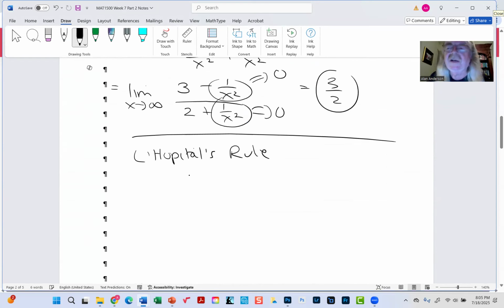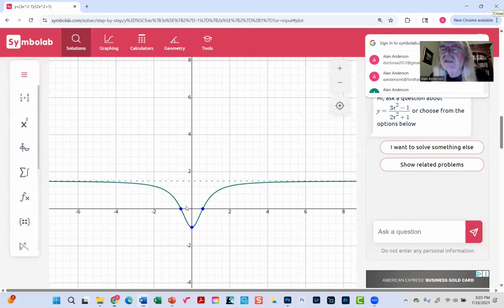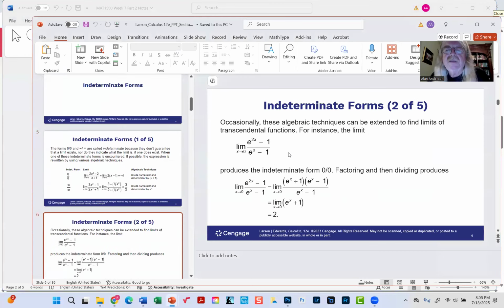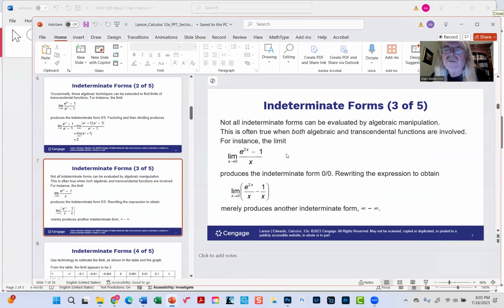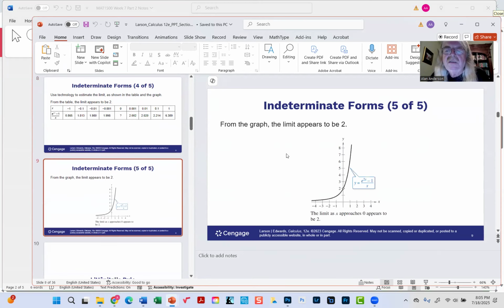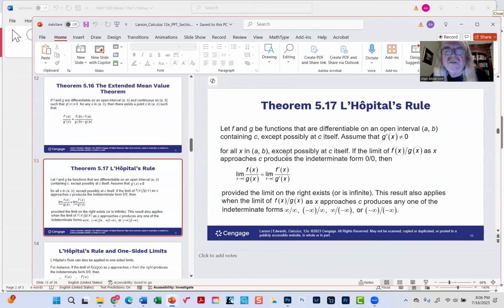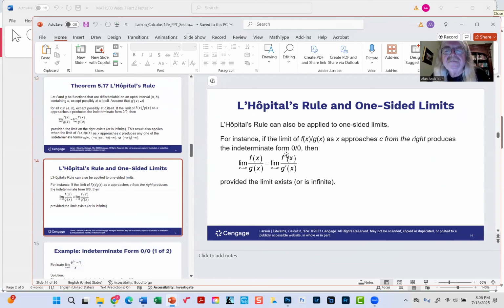Now, by the way, you see that word, everybody wants to say hospital. It's L'Hôpital. It's a French name, L'Hôpital. Okay. Now, how does that work? Well, imagine yourself trying to take a limit and end up with one of these indeterminate forms. What you could do is, as it turns out, let me find the final result here. Here it is. This is what we're aiming for.